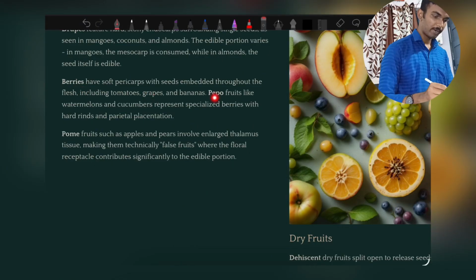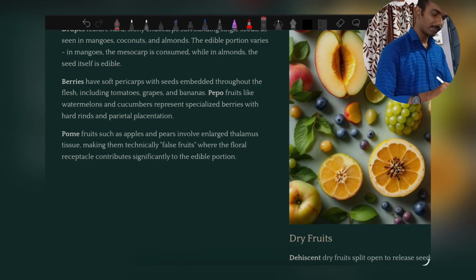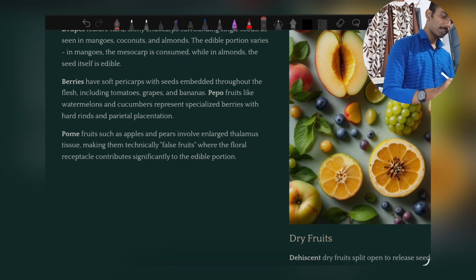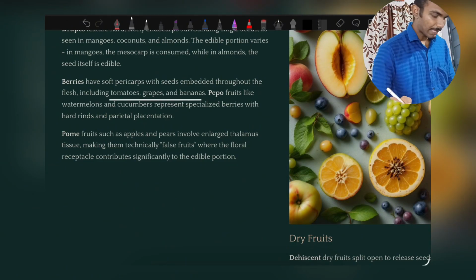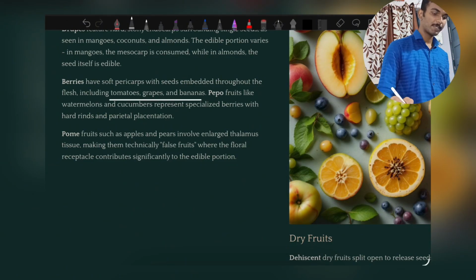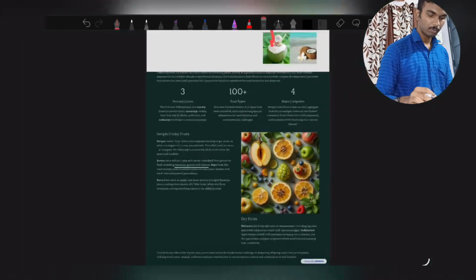Berries have soft pericarps with seeds embedded throughout the flesh, including tomatoes, grapes, and bananas. Banana is a berry, as you may not know. Pepo fruits like watermelon and cucumbers represent specialized berries with hard rinds and parietal placentation. Pome fruits such as apples and pears involve enlarged thalamus tissues, making them technically false fruits, but the floral receptacle contributes significantly to the edible portion.